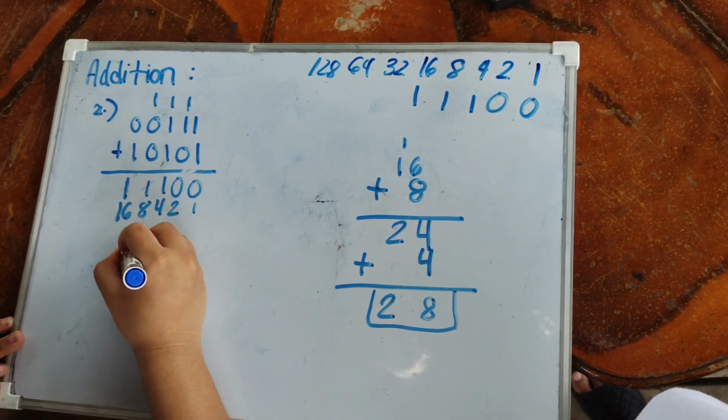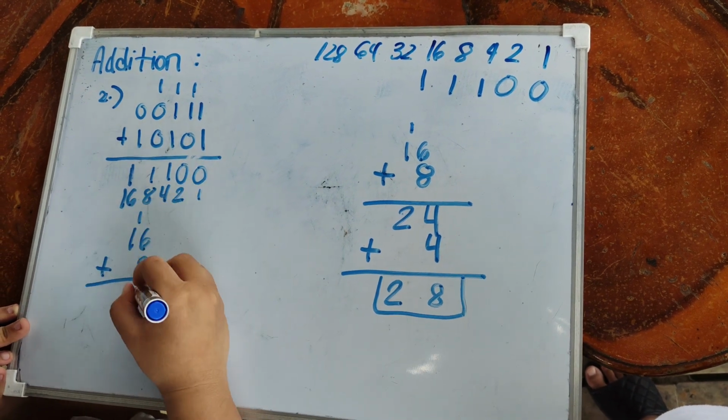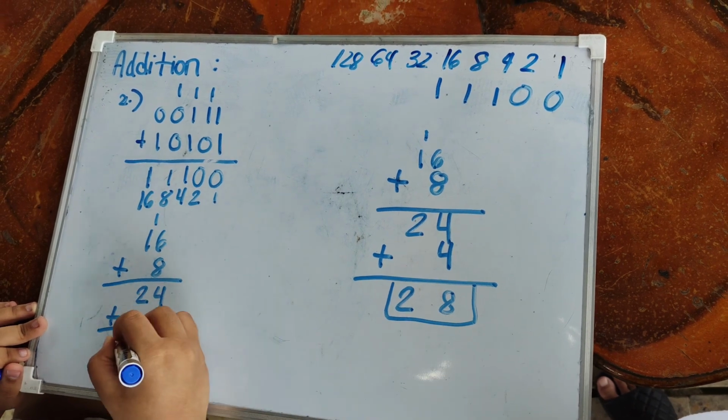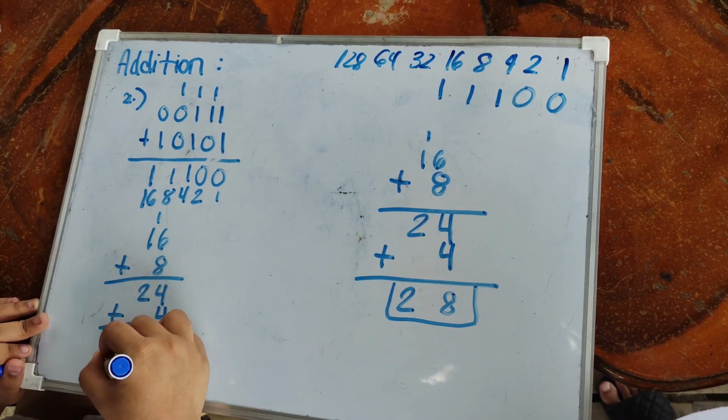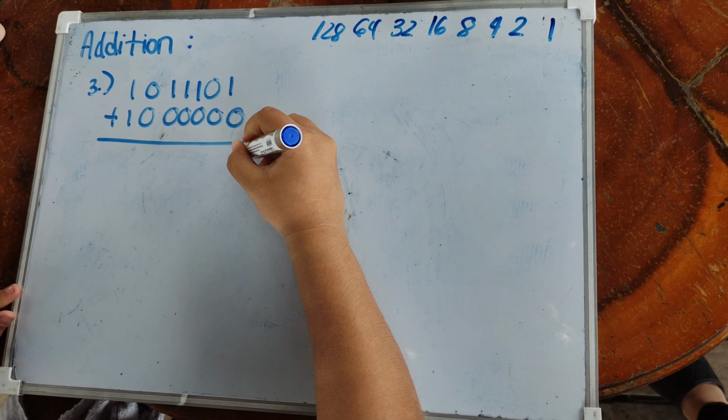In the original equation, 00111 is equal to 7 and 10101 is equal to 21. As you can see, 21 plus 7 is equal to 28. Now here is a third equation.